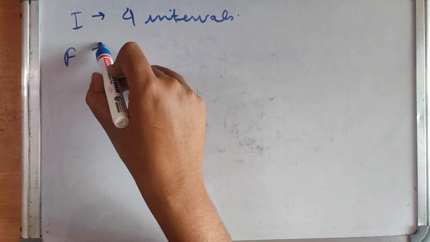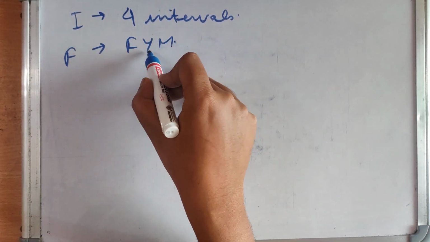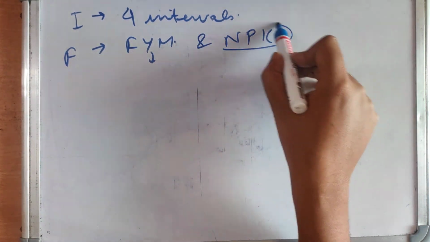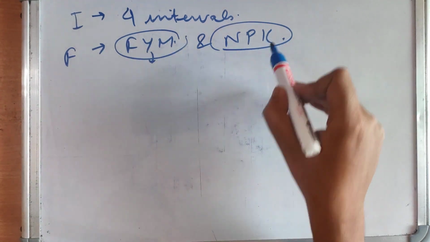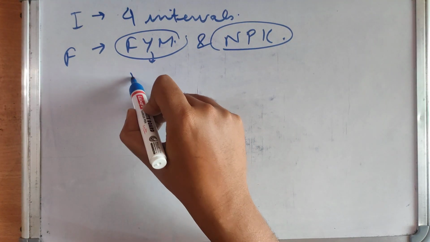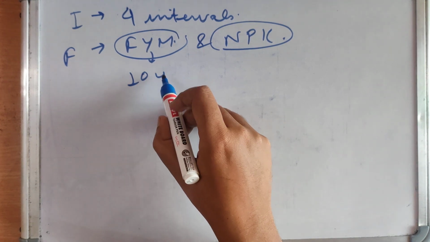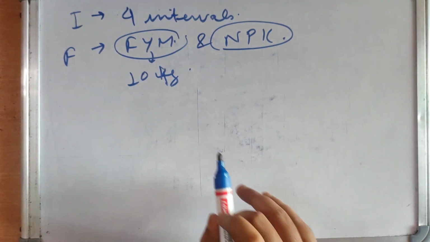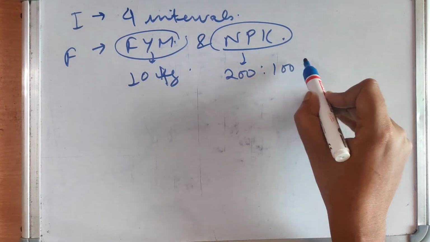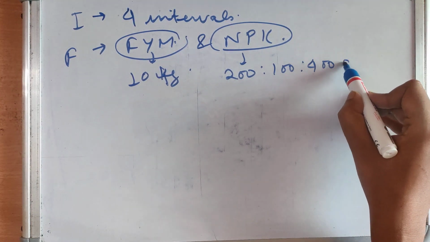Fertilizers used should be FYM and NPK, that is common fertilizer. Farmyard manure and NPK both can be used as per yearly requirement. Fertilizer such as farmyard manure should be given at 10 kg, and NPK should be in the ratio of 100 into 400 gram.